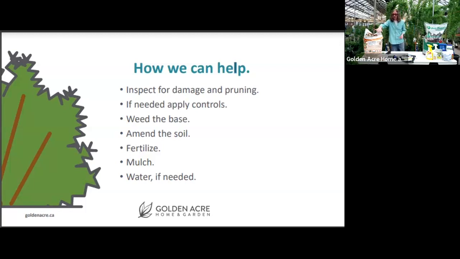We need to amend the soil. Amending the soil of an existing plant is absolutely important. That tree is constantly pulling up nutrients to have that canopy, to have those apples. Giving it some nutrients back is essential. Fertilizing, mulching, we've got mulch, and watering, all essential. So now we're going to dive into each one of those topics in a bit more detail.